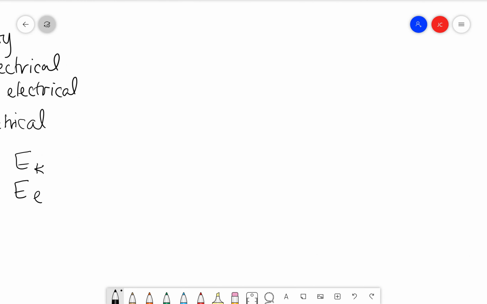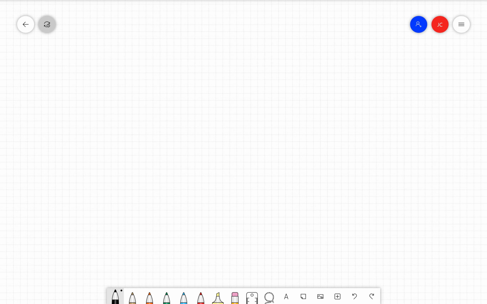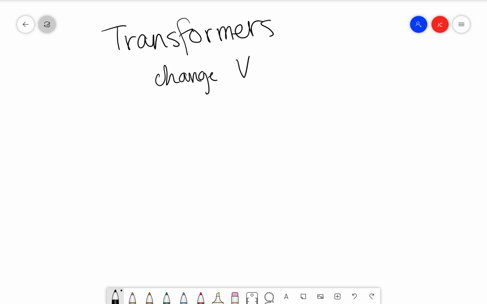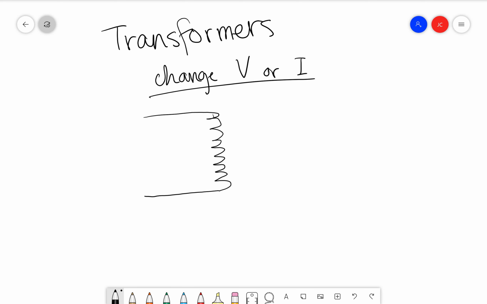All right, and our final topic, which is another application of induction, transformers. Transformers are used when we have a source of electricity, but we need to change either its voltage or its current. So we need to transform the electricity in some way, transformers. Transformers are super simple in terms of design. It's literally, imagine that's a solenoid coil. It's literally two solenoids put basically back to back with a little bit of space in between them.